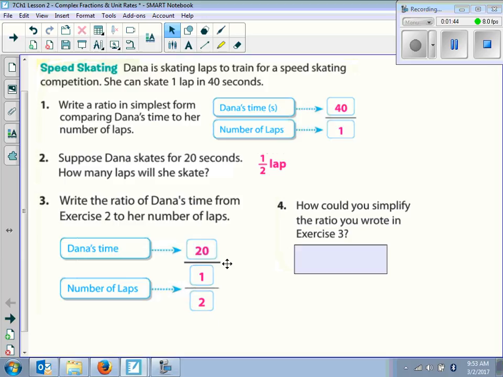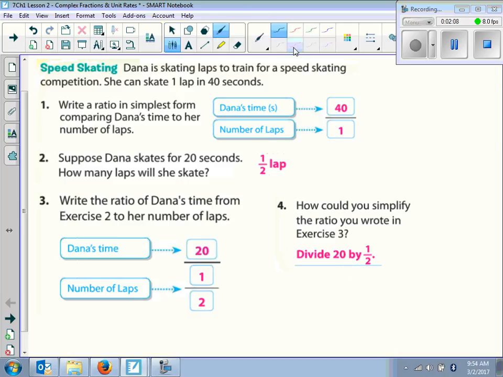A complex fraction is a fraction that has fractions in either both the numerator and the denominator, or a whole number and a fraction in either one of them. So how could we simplify the ratio that we wrote in exercise 3? Here we could divide 20 by 1/2. Now, what does a fraction bar mean? The fraction bar means divide, right? So this says 20 divided by 1/2.